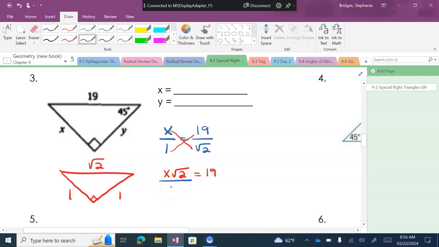The square root of 2. Okay, so we're going to divide both sides by the square root of 2. What happens over by the x is those cancel each other out, and I now am just left with x, correct? All right. I cannot divide 19 and the square root of 2 because 19 is not under the radical. The square root of 2 is.